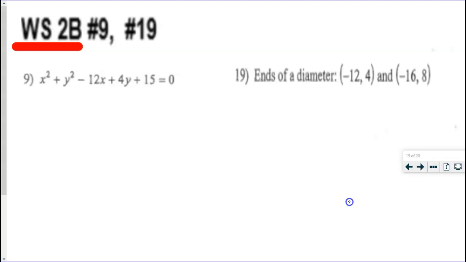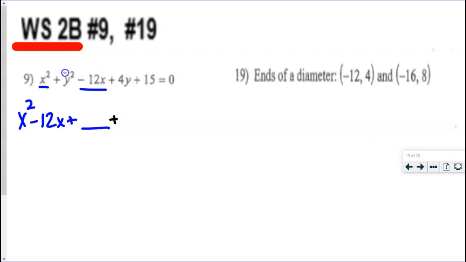All right, here's more circle questions. Maybe we'll do one of the completing the square ones. This is off of worksheet 2B. This is number 9. Completing the square, you got to do it twice though, because you have to do it for the x's and the y's, don't you? X squared minus 12x plus blank.